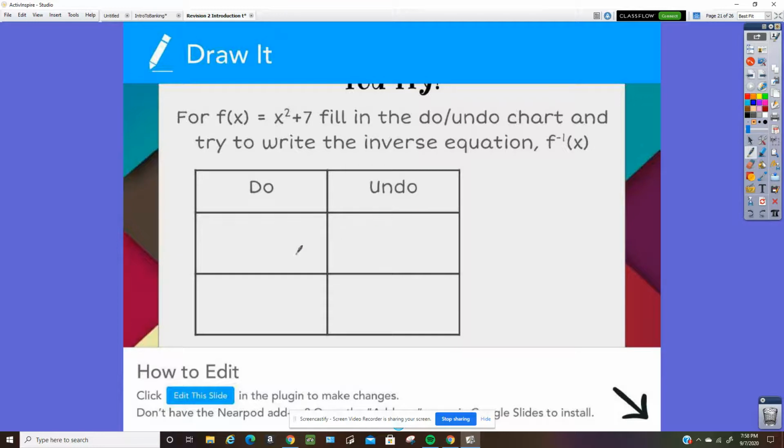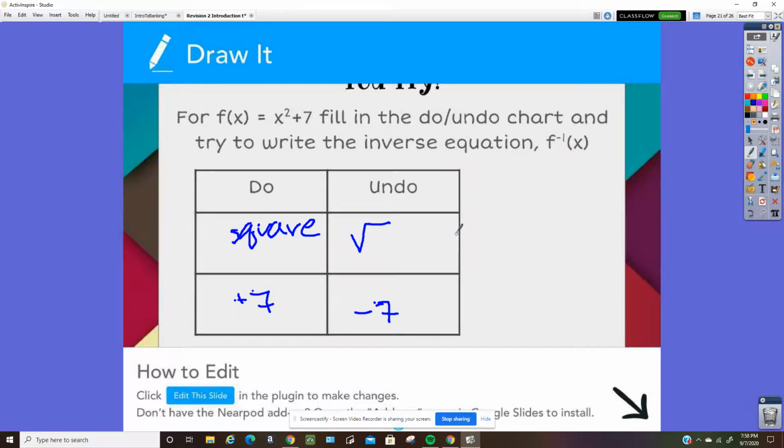All right, for this one, fill in the do and undo chart, and then try to write the inverse. So the first thing we would do to X is square it. So I'm going to write that, square it. And then add 7. And then undo would be subtract 7, and then take the square root.